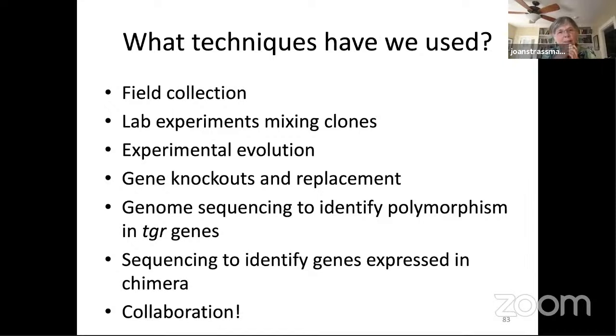So just in wrapping up, I'd like to point out, in working with microbes, what a broad variety of tools and techniques you can bring to the questions. We've collected clones from the field all across America. We've done lab experiments where we've mixed 2 clones together and seen what happens. We've done experimental evolution where we've actually seen if an evolutionary condition, in our case low relatedness, resulted in the kind of change that we expected, and found that it did. We've, with collaborators, knocked out genes and replaced them to see if they're causal in what we're looking at. We've used genome sequencing to identify polymorphism in tiger genes, and then looked at expression in chimeras.